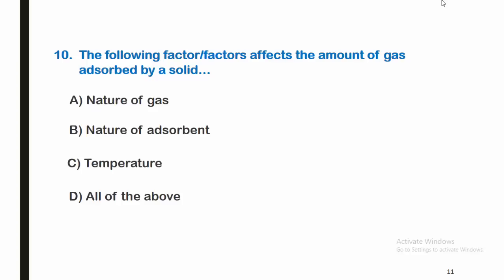Very simple. Option A, nature of gas. Option B, nature of adsorbent. Option C, temperature. And option D is all of the above.